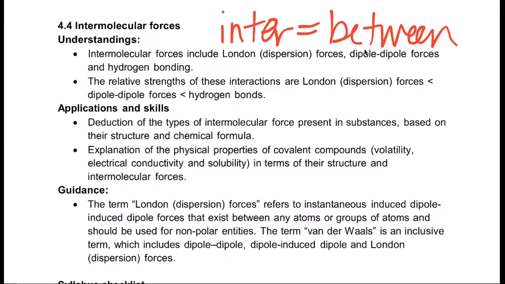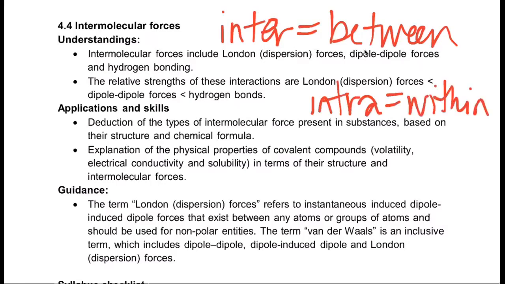When we talk about our covalent bonds and our ionic bonds, those types of bonds are intramolecular, and intra means within. So if I'm talking about an ionic bond or a covalent bond, that's an intramolecular force because it's within a molecule or a compound. Inter is going to be between two or more molecules.